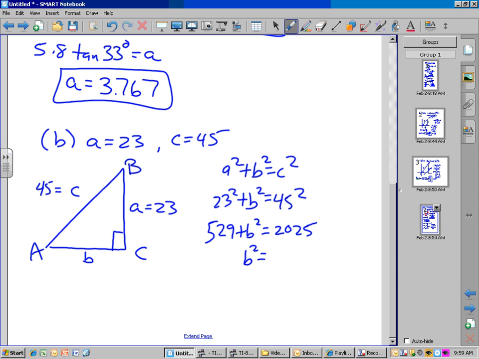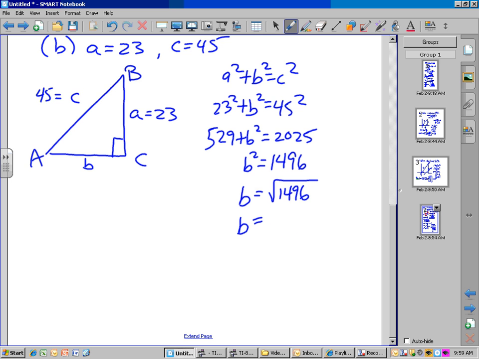So b squared is 1496. You can confirm these. I'm trying to do these in my head. All right. So b equals the square root of 1496, or 2 square root of 374. Really? 374. All right. That's been confirmed, right?